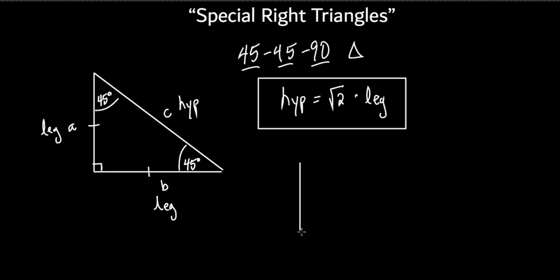So I'm going to draw another 45, 45, 90 triangle. And again, I'm trying to make those legs the same. I don't know if they are exactly, but they're close enough for what we're doing. So there's a right triangle.